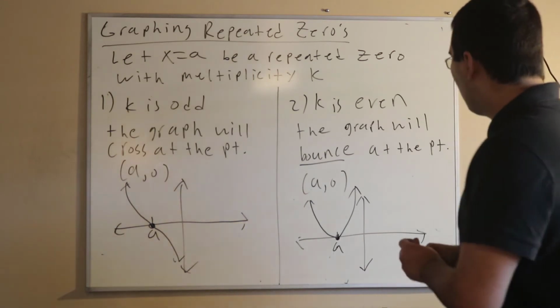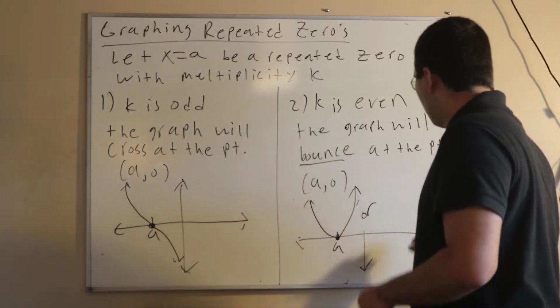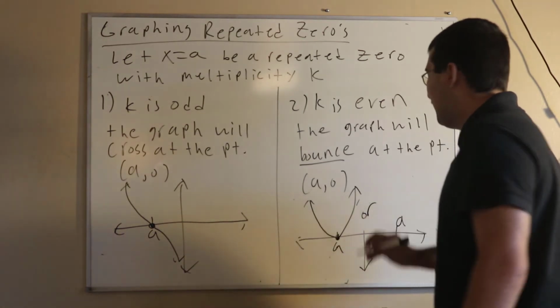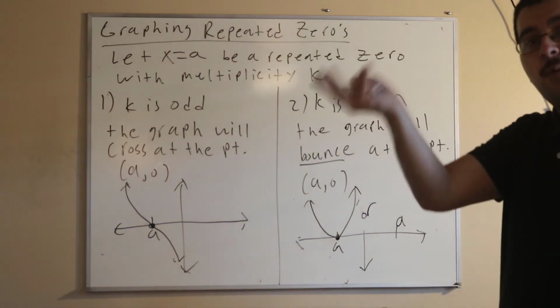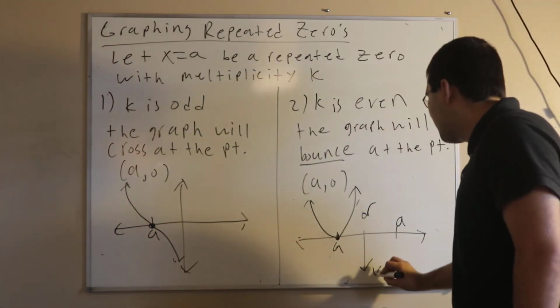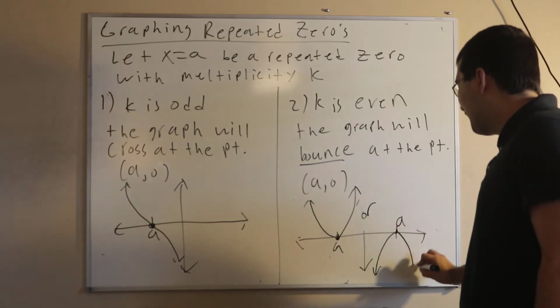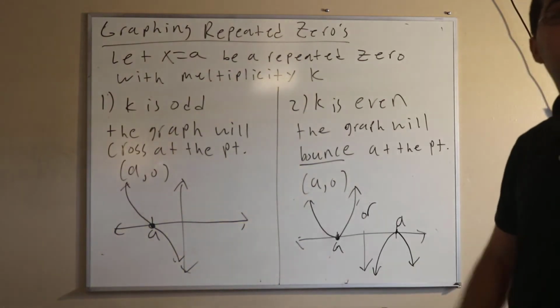Or the second type of outcome you can get. So here we come down, we bounce back up. The other type you can get is we're going up, we hit it, and then we bounce back down. So that's what I mean by a bounce.